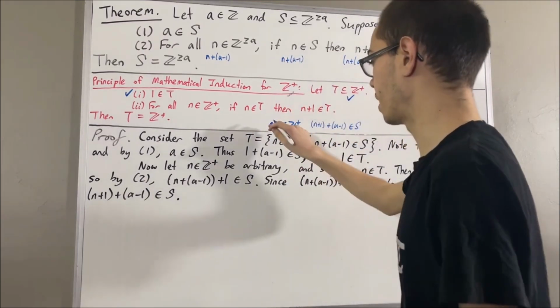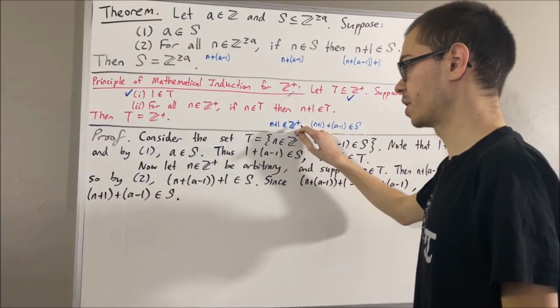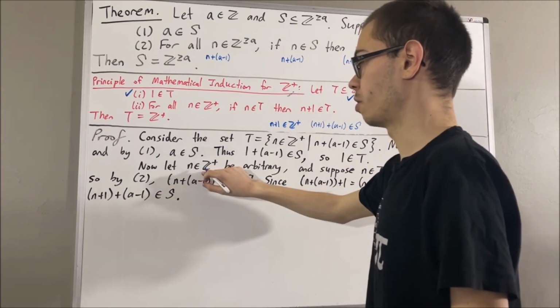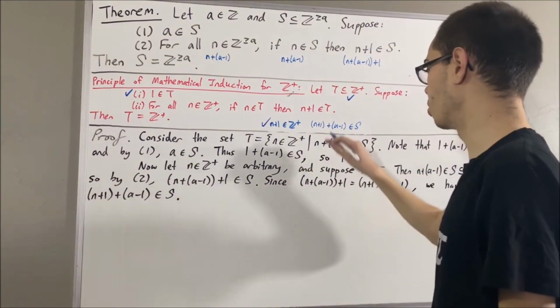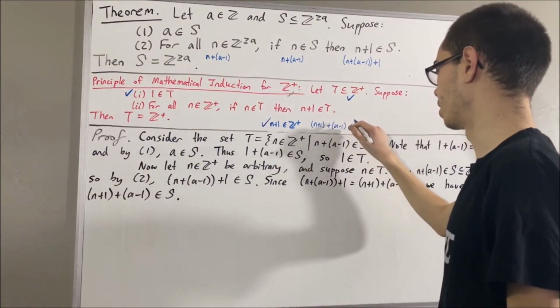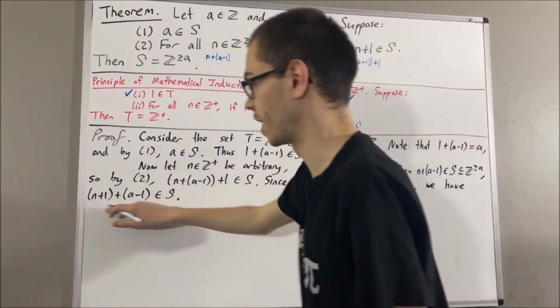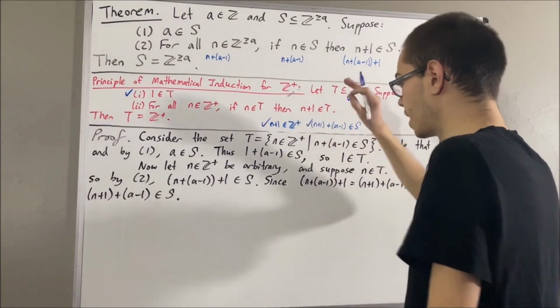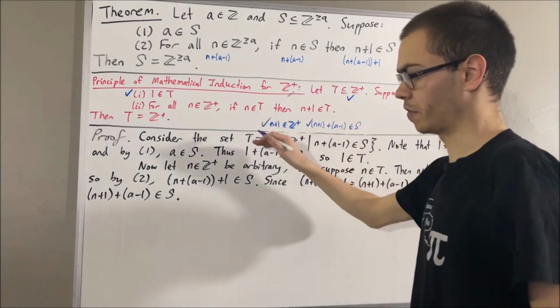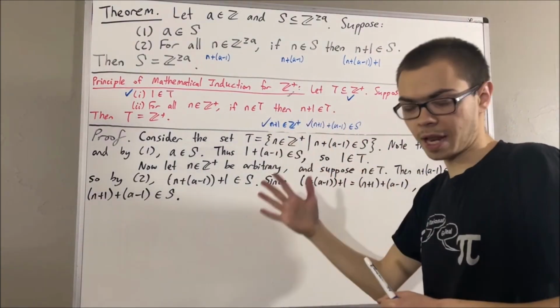well, certainly, we know that n plus 1 is a positive integer. Because since n is a positive integer, n plus 1 is bigger than n, so n plus 1 must be a positive integer. But also, we know that n plus 1 plus a minus 1 is an element of S. That's what we have here. So that's true as well. So as you can see, n plus 1 satisfies all the requirements to be an element of T. So n plus 1 is an element of T.